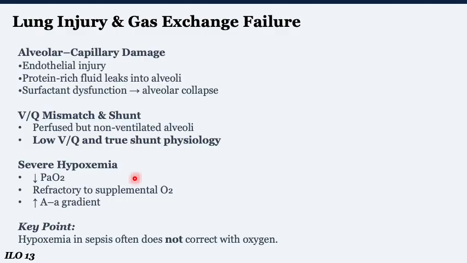It can lead to severe hypoxemia, which decreases the partial pressure of oxygen, the PaO2. This will cause patients to be refractory to supplemental O2, and you'll have an increased AA gradient. So key points: hypoxia in sepsis often does not correct with oxygen, because they're already perfused. It's just not getting enough ventilation because there's so much alveolar collapse.